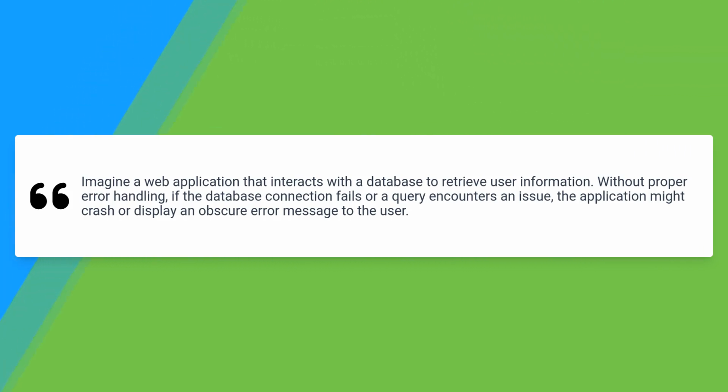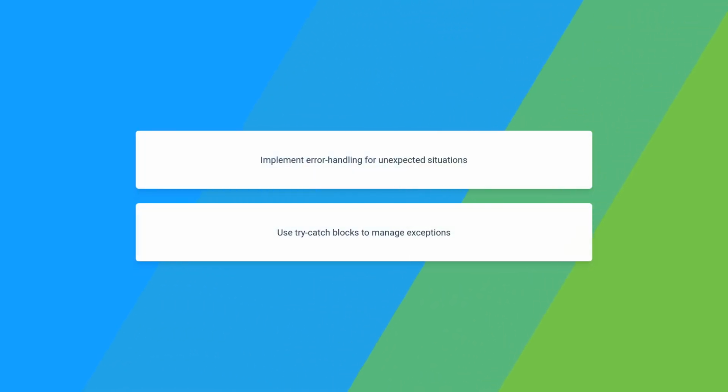Here are things you can do to achieve better error handling in your application. Implement proper error handling mechanisms to gracefully handle unexpected situations. Use try-catch blocks or similar constructs to handle exceptions.